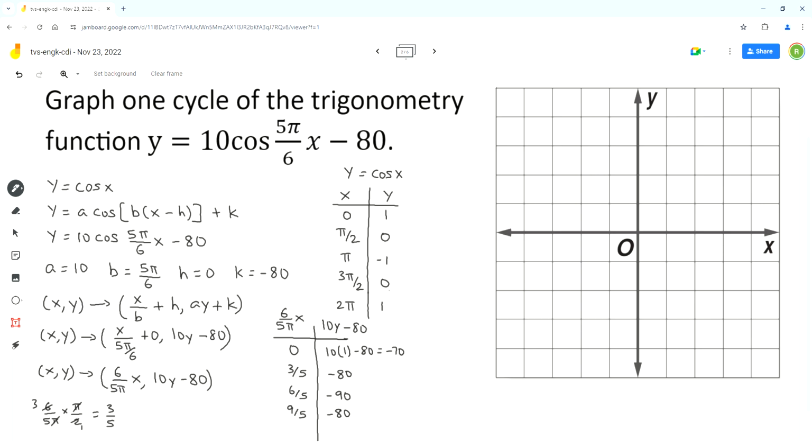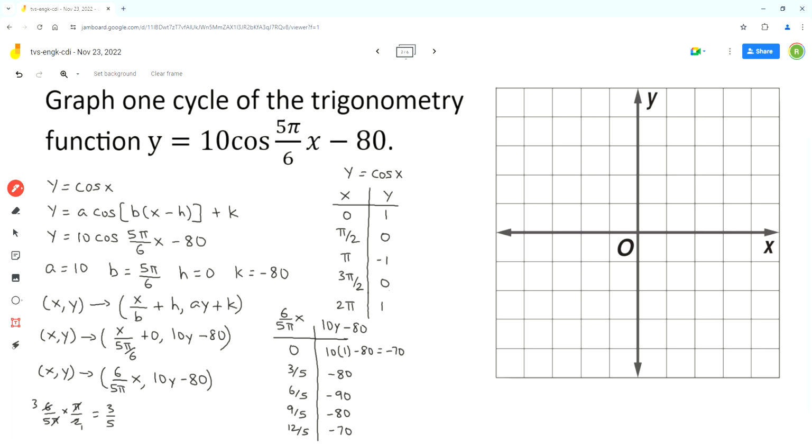Now we can use the fifth point, 2 pi, 1. So we'll sub in x as 2 pi. 6 over 5 pi times 2 pi will be equal to 12 over 5. The pi's will get cancelled out and we'll sub in y as 1. 10 times 1 minus 80 is equal to negative 70. So these are the 5 points that lie on the given transformed function. Now we should plot these 5 points to get the graph for one cycle of this function.